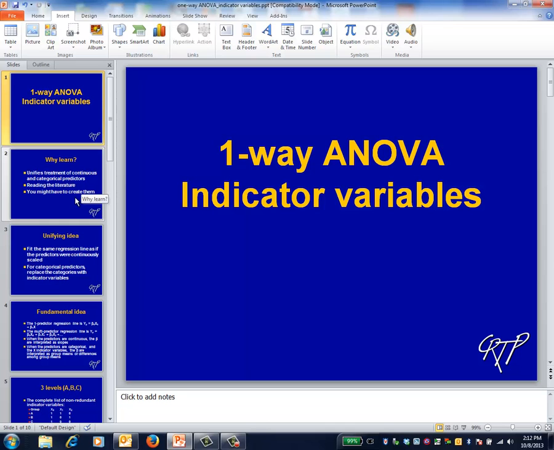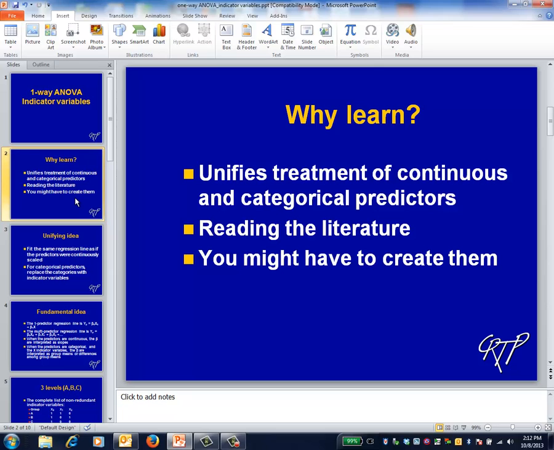This is the one-way ANOVA video on indicator variables. You can have a very satisfying life without ever knowingly encountering an indicator variable. We nevertheless introduced the topic for three reasons. First, as an element of statistical culture.